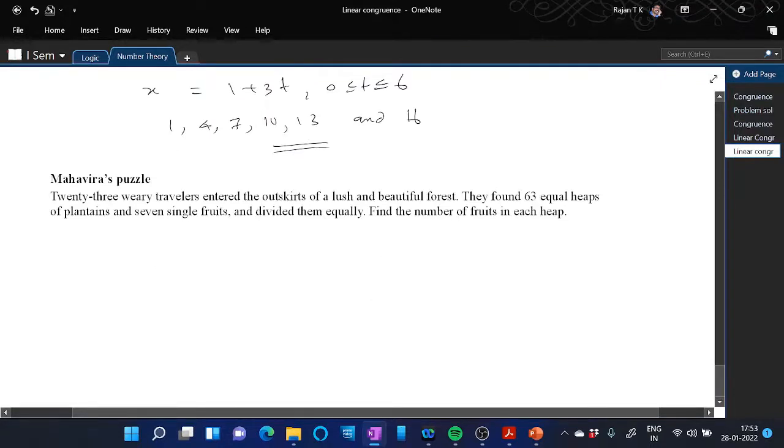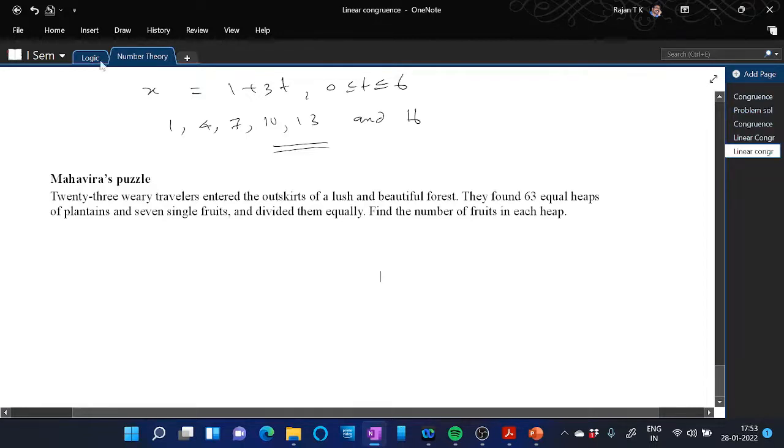Now let us solve Mahavira's puzzle that was discussed in the previous chapter by using linear congruence. The problem is this: 23 travelers entered a beautiful forest where they found 63 bunches of plantains and 7 single fruits, and they divided those among them equally, and we have to find the number of fruits in each bunch.